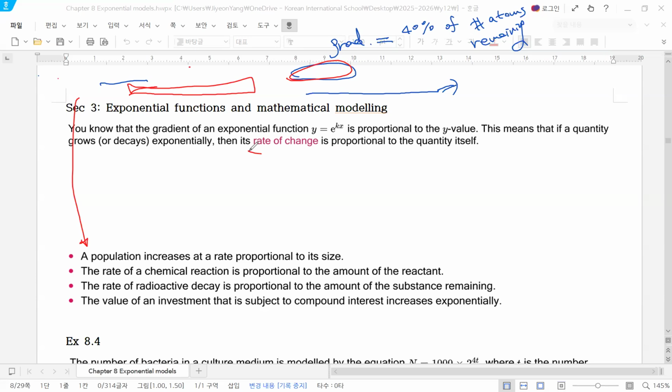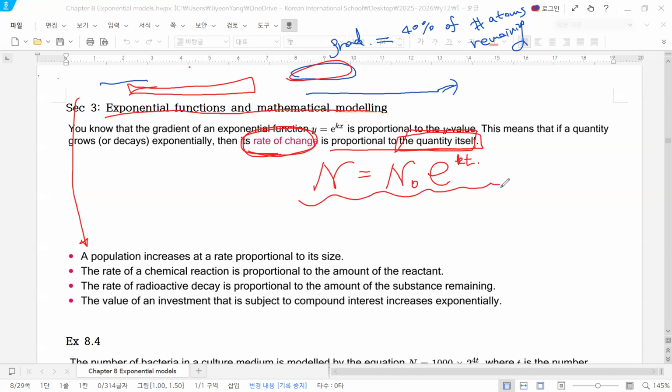So if the rate of change is proportional to the quantity itself, the remaining population, then we call this an exponential function, or we can model it by using an exponential. So the basic one is n equals n0 e to the power of kt, as initial value n0.